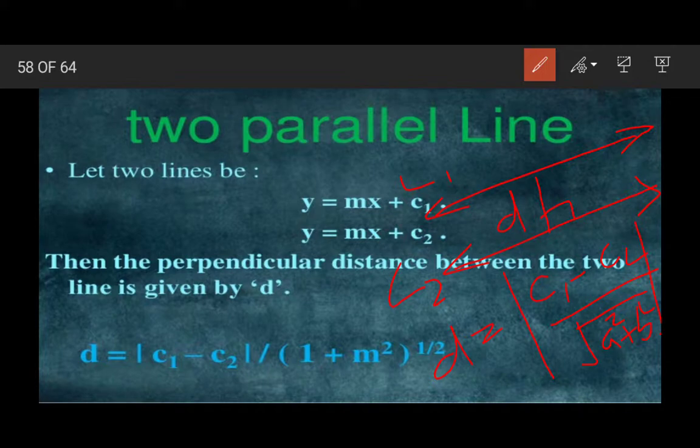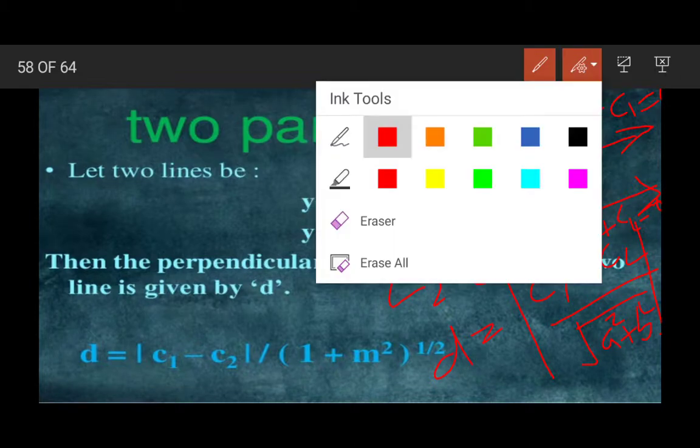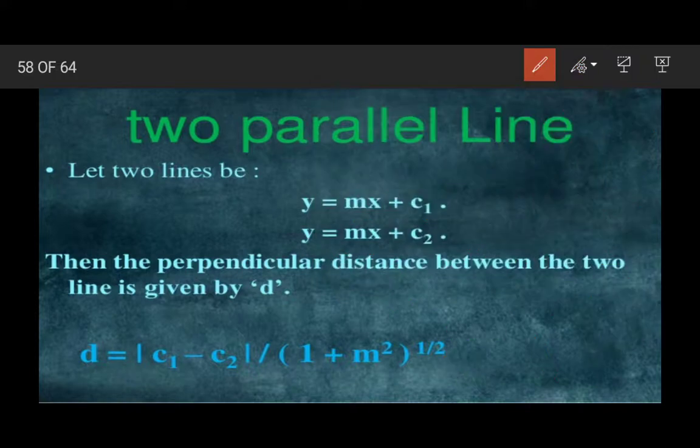Suppose the equation of line 1 is Ax plus By plus C1 equal to 0. The equation of the second line is Ax plus By plus C2 is equal to 0. Now since both the lines are parallel lines, that means the slopes are the same, right? Since lines are parallel, therefore slopes will be the same. So only the constant part is different.